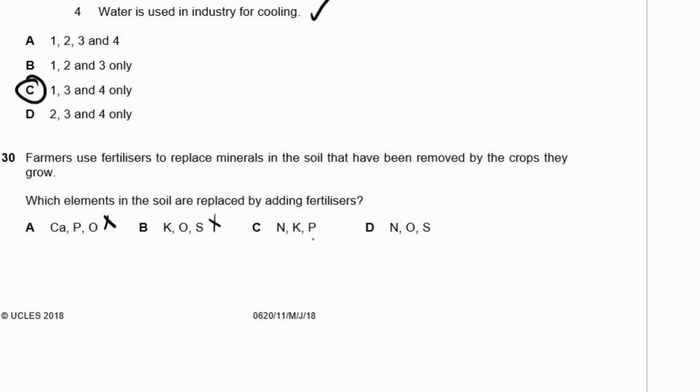Nitrogen, potassium, and phosphorus? Yes, that's the answer. You often call them NPK fertilizers because it replaces the nitrogen, phosphorus, and potassium. They're the important ones. And nitrogen, oxygen, sulfur, again, the oxygen and sulfur are not useful. Well, oxygen you get from the air, nitrogen you get from the air, sulfur not as useful. So the answer is C.